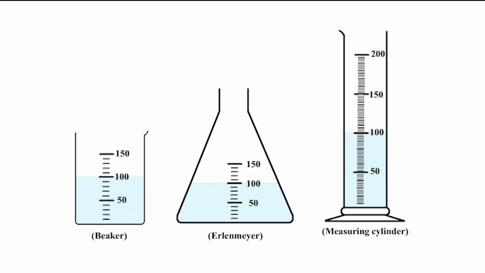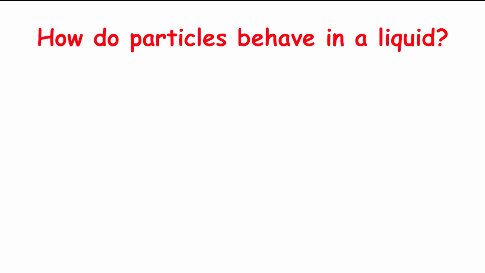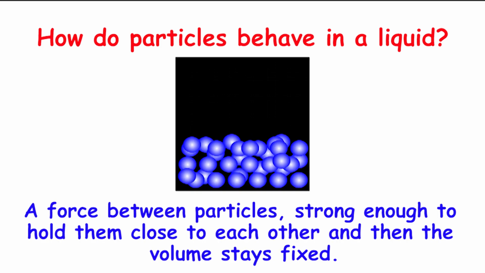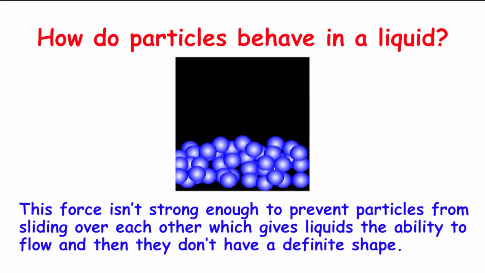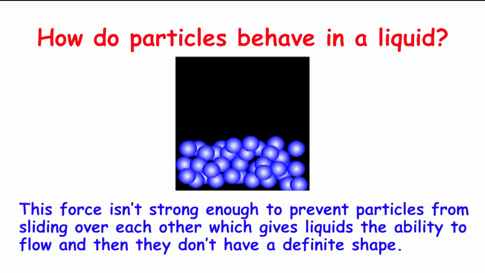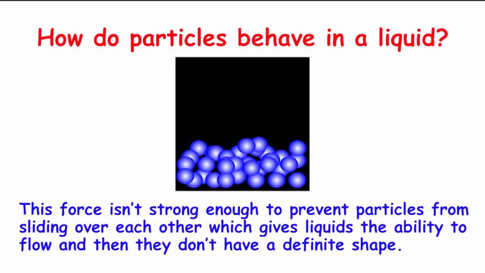However, the volume stays fixed whether the water is in a graduated cylinder, an Erlenmeyer, or a beaker. How do particles in a liquid behave? The attractive force between particles is strong enough to hold them close to each other, so the volume stays fixed. This force isn't strong enough to prevent particles from sliding over each other, which gives liquids the ability to flow, so they don't have a definite shape.